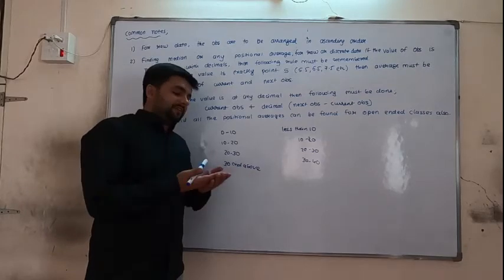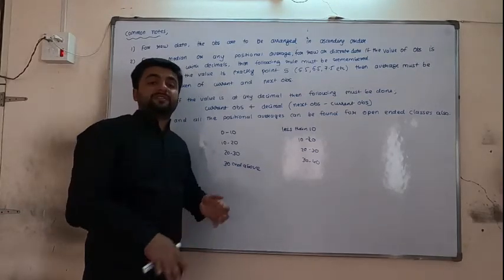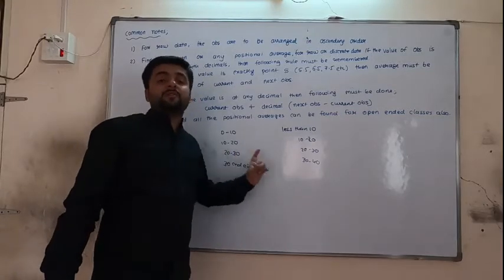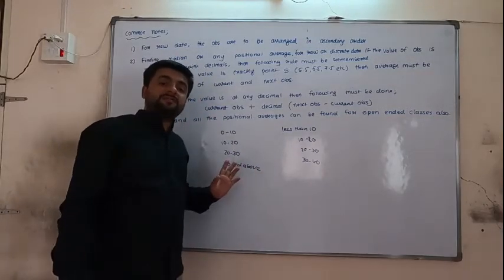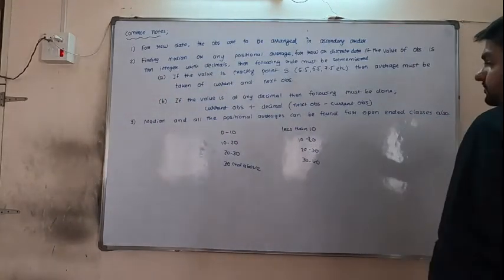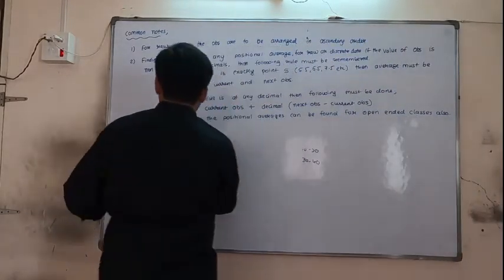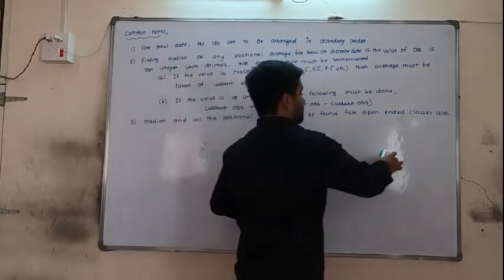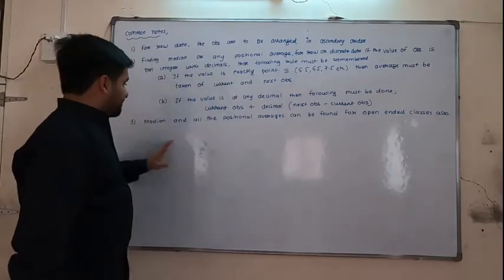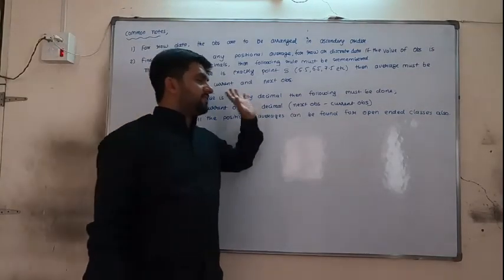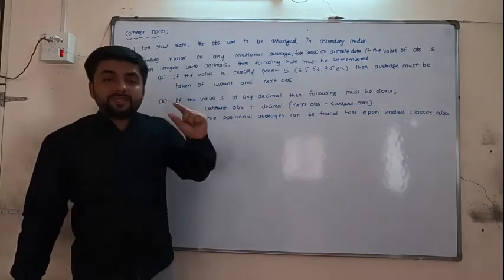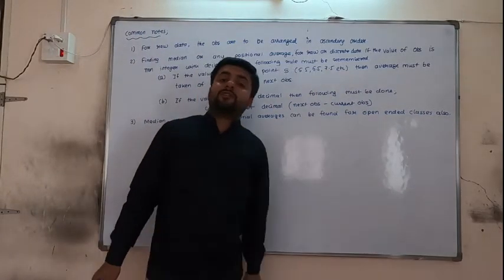And if the question asks to find the appropriate measure from mean, median and mode, then you can find only the median or any other positional average for these open-ended classes. No mean or mode is possible. You should remember this also. This is a one mark question also: which measure can be found for open-ended classes? The answer: median and all the positional averages can be found for open-ended classes, because we are using the middle classes only, not the first or last class.